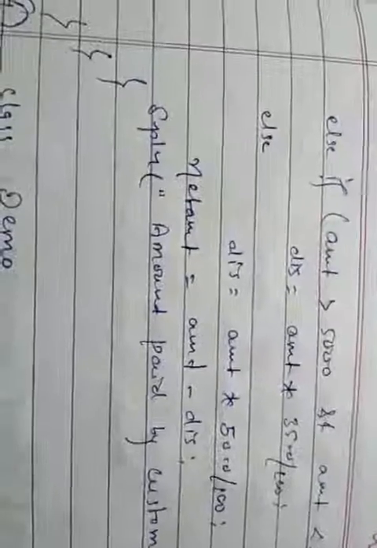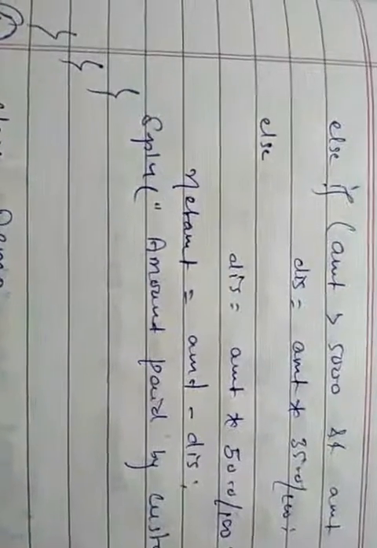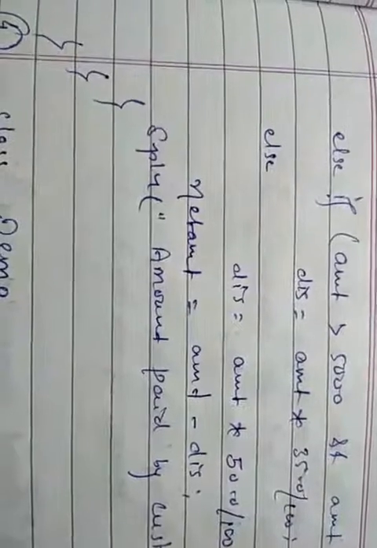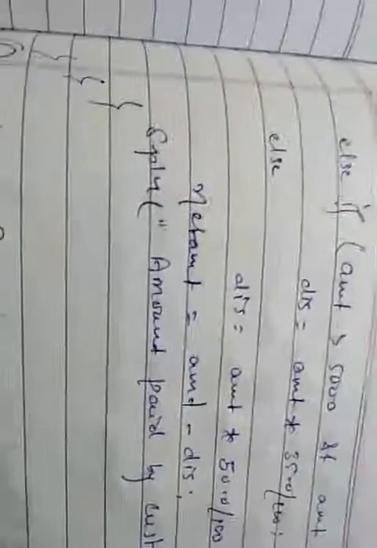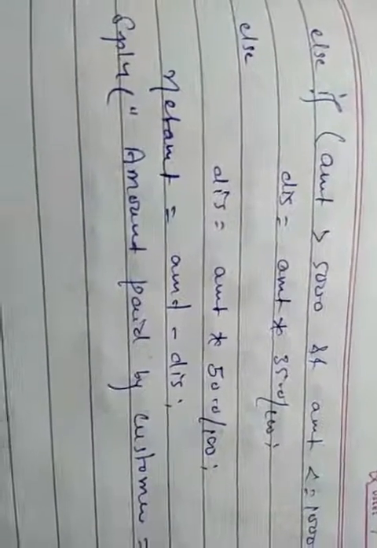And this is the print of the net amount of a customer, and this will be repeated till 30. Until the loop is terminated, this will be repeated. So this program will complete the details of 30 customers and print the net amount after the discount.